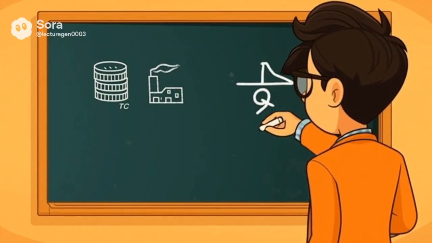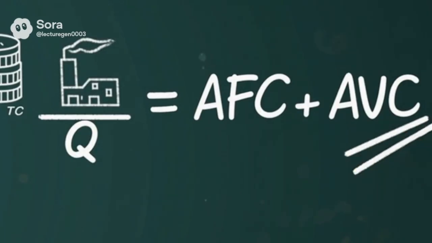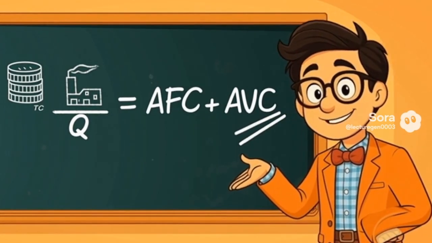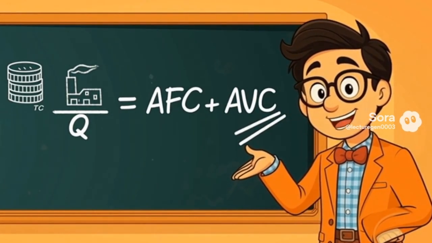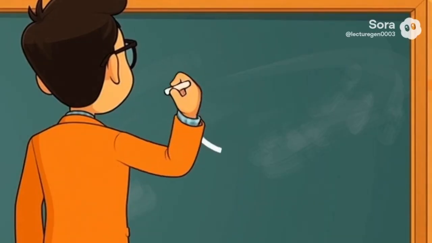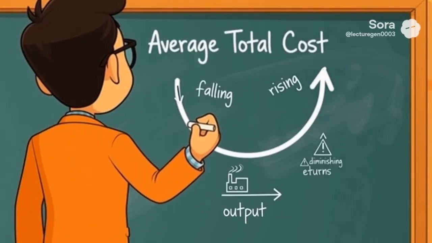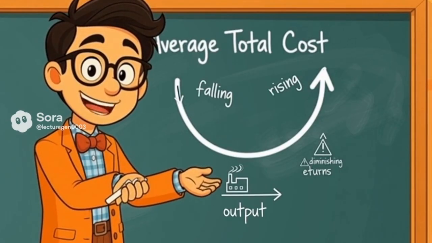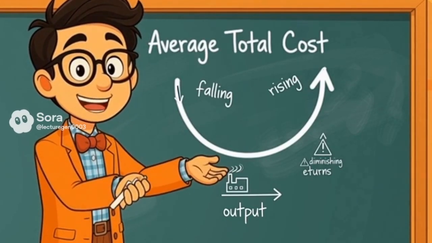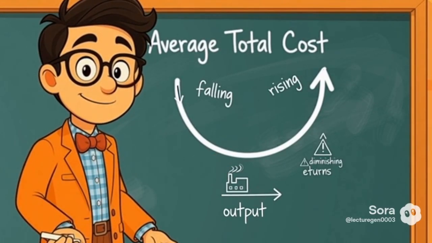And average total cost, or ATC, combines the two. It's total cost divided by quantity, or the sum of AFC and AVC. Graphically, average total cost often forms a U-shape, falling as output increases, then rising once diminishing returns set in.